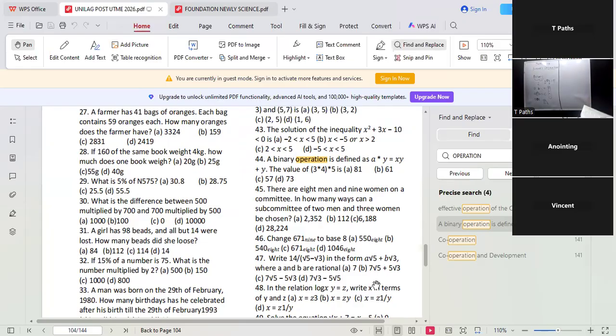Question 44. It says a binary operation is defined as X asterisk Y. So the asterisk there is the binary operation in the question. A binary operation is defined as X asterisk Y is equal to XY plus Y.